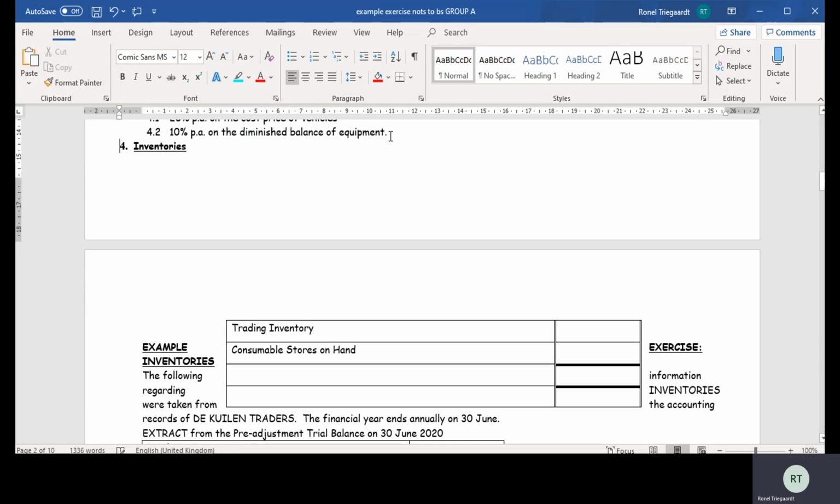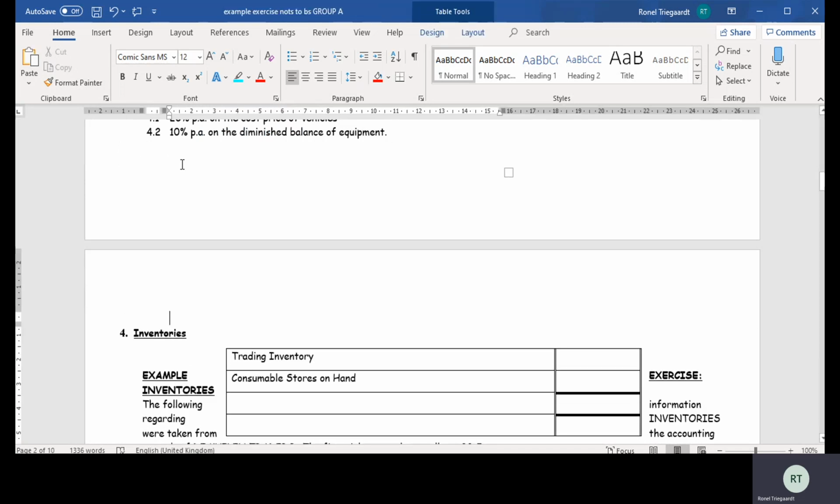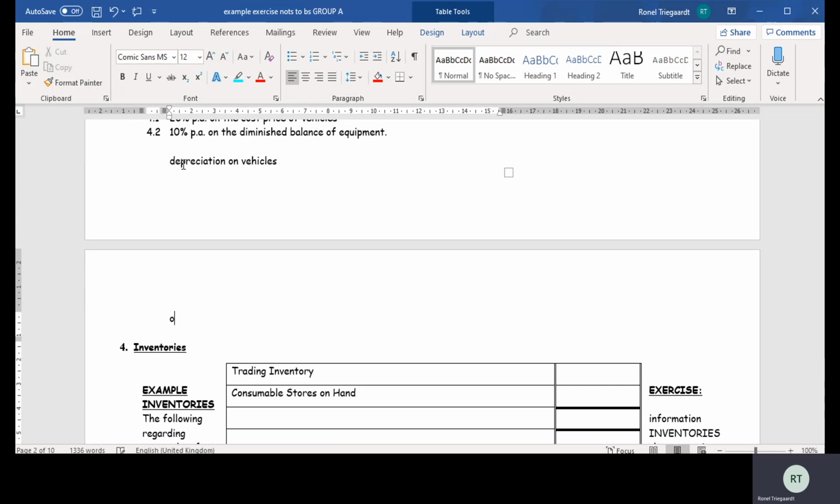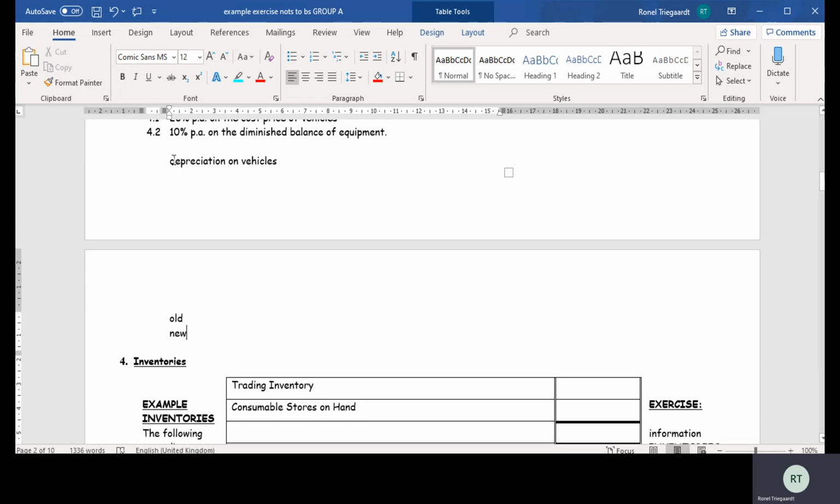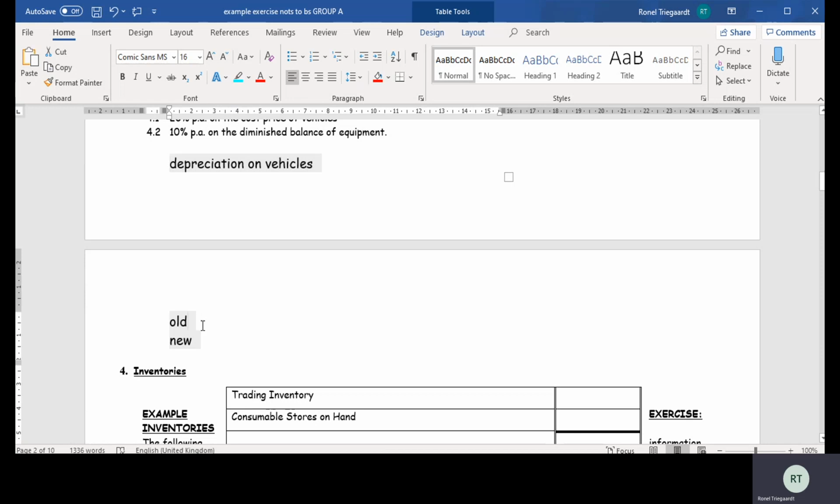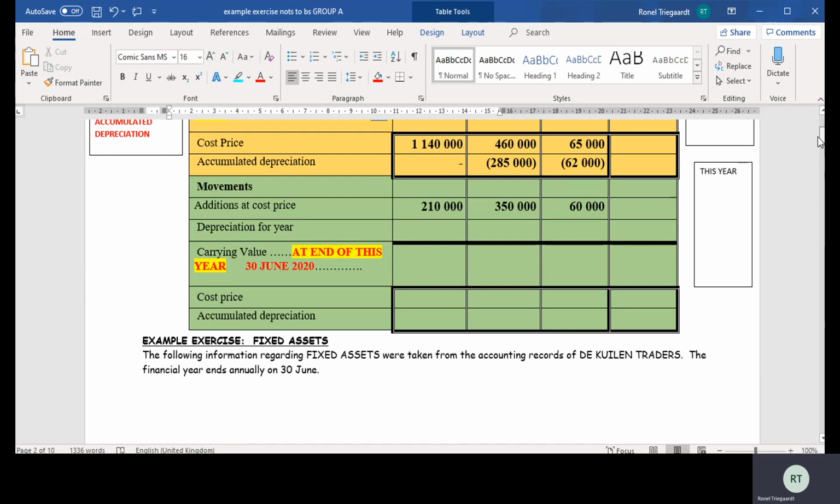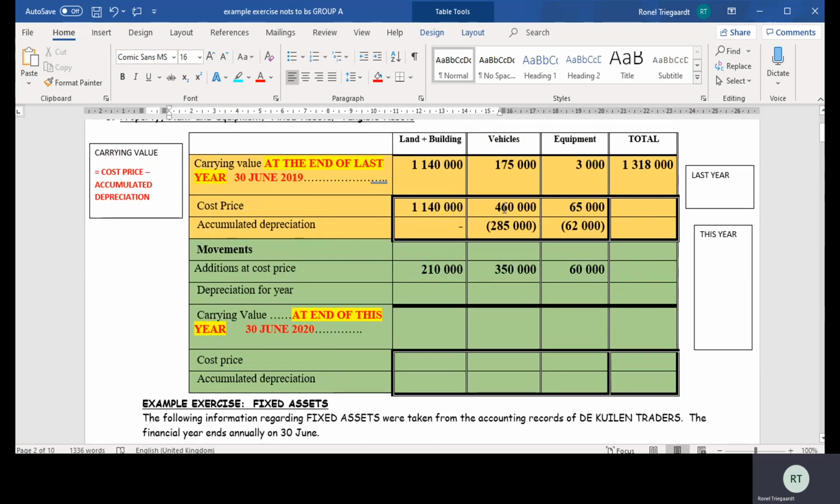Okay. For the vehicles, the depreciation on the vehicles, we know we're going to do this in 2 steps. Why? Because we have old and we have new. I want to write this a little bit bigger so you can see. For both of these, for equipment and for vehicles, we had old and new. So the old vehicles, where will I find the old vehicles? Inside my note. What was the cost price of the old vehicles? 460,000. Can you see that? It's already there because this is the end of last year, which is our old stuff. So the old vehicles is 460,000.